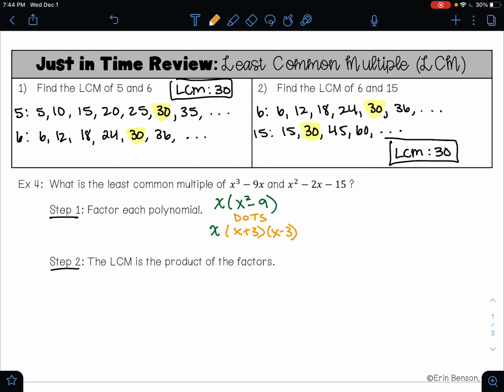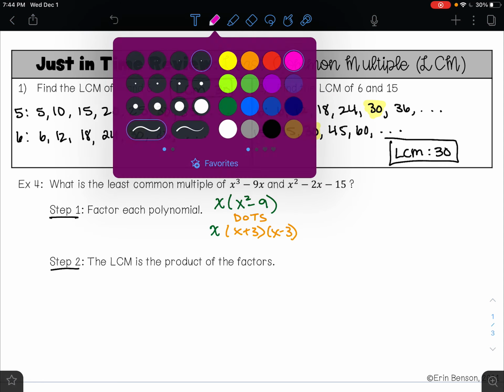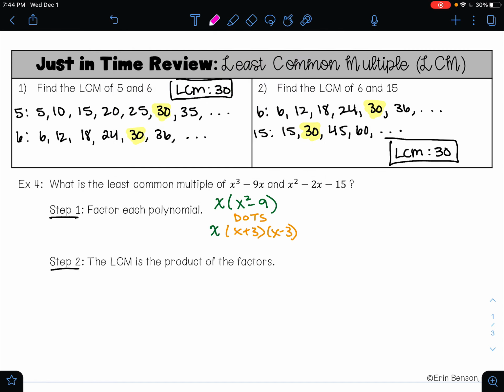For the second polynomial, there is not a GCF. I have a quadratic trinomial, and so I am going to factor that using the area model.